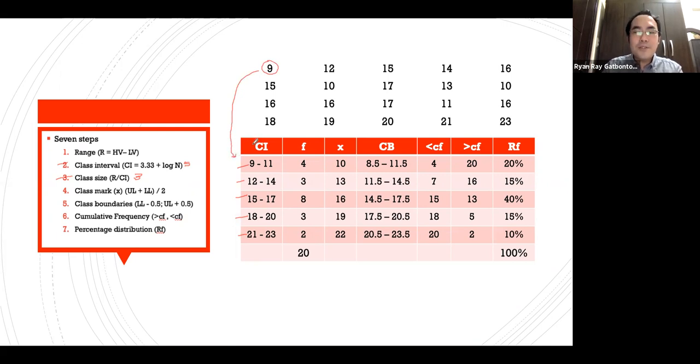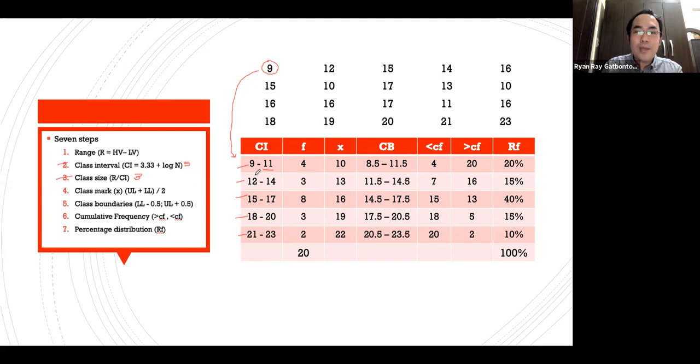Okay, so now we count 3 values because that's our class size, to determine the upper limit of our class interval. So the first one is 9. We count 3 from 9: 9, 10, 11, right? So therefore, the upper limit of this class interval is 11. The next part is 12 because we cannot overlap these two. So the next value will be 12.